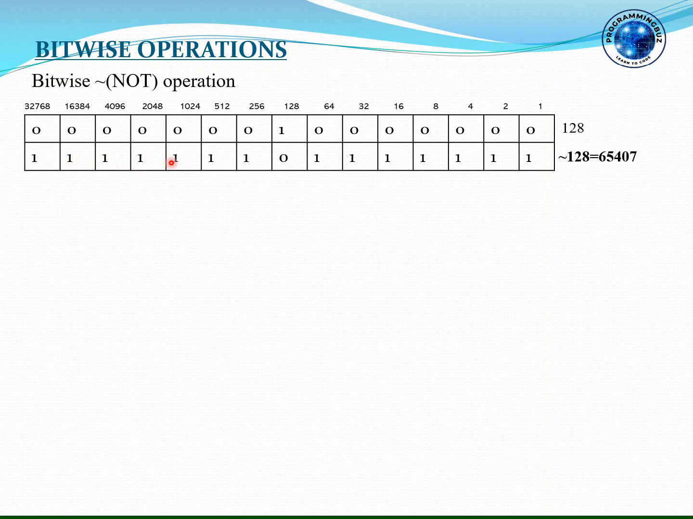So this is the NOT operation for the number 128, which will be equal to 65407. So you can make the calculation for this number. You now know how binary numbers are converted into decimal numbers. So make the calculations here. You can see that this number is equal to 65407. So this is how the NOT operation is done.